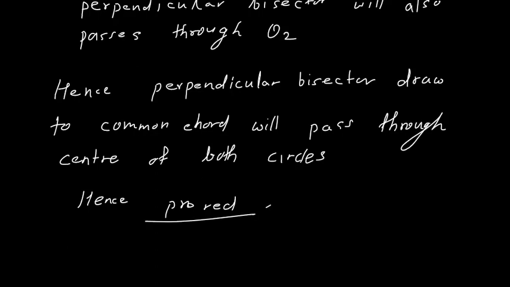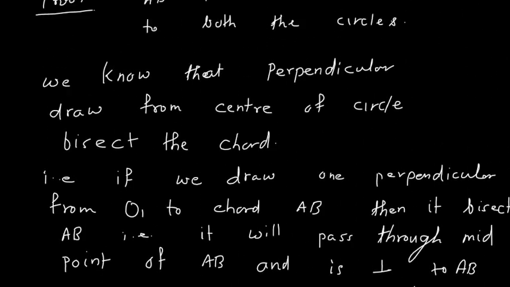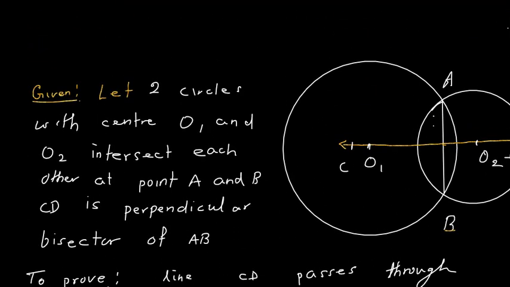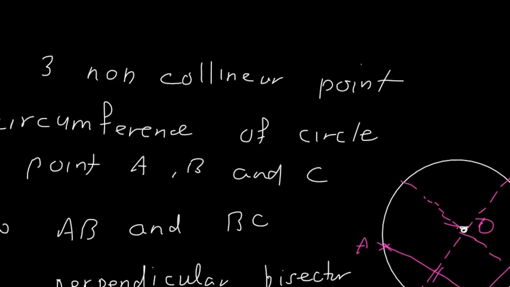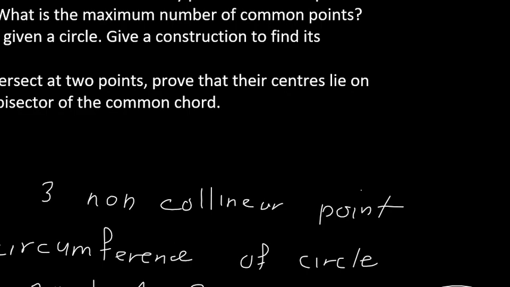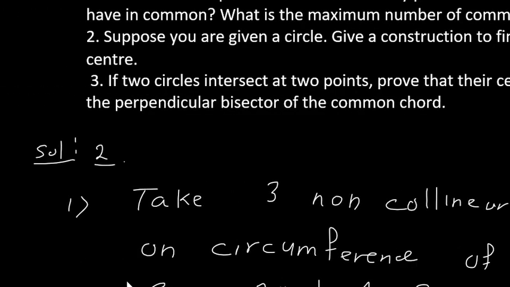So this is totally a theoretical proof. Okay, you can prove in other way also, but I think this is the simplest way to prove that the perpendicular bisector to this common chord AB will pass through the center of circle. This is our third question. So this is how we have done all the 3 questions of this exercise.